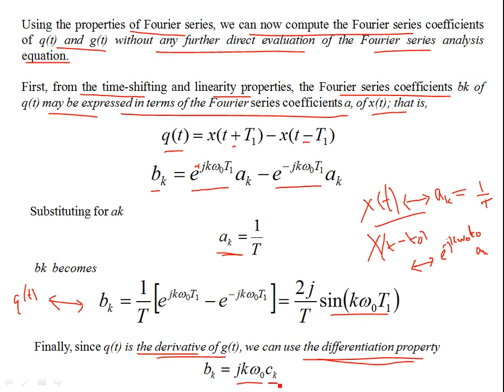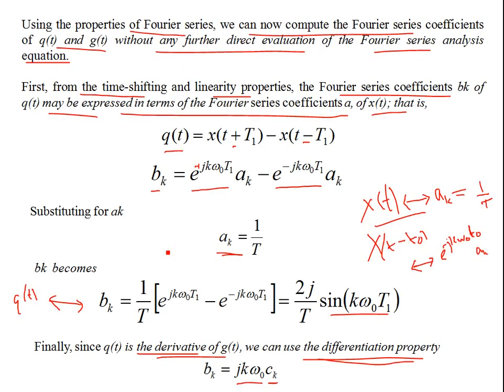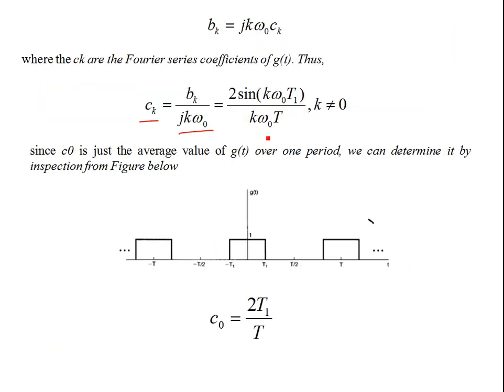So b_k is jk omega naught c_k, where c_k are the Fourier coefficients of g(t). You can express c_k in terms of b_k: c_k is equal to b_k over jk omega naught, and we already know what b_k is. b_k is 2j over T times sine of k omega naught t1. So just bring k omega naught here. For k not equal to 0, we have the coefficients for g(t), the square waveform for one period. We can determine by inspection the coefficient c naught for k equal to 0.